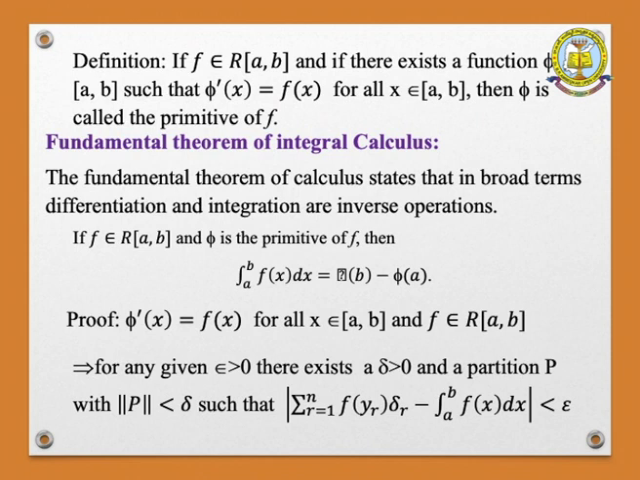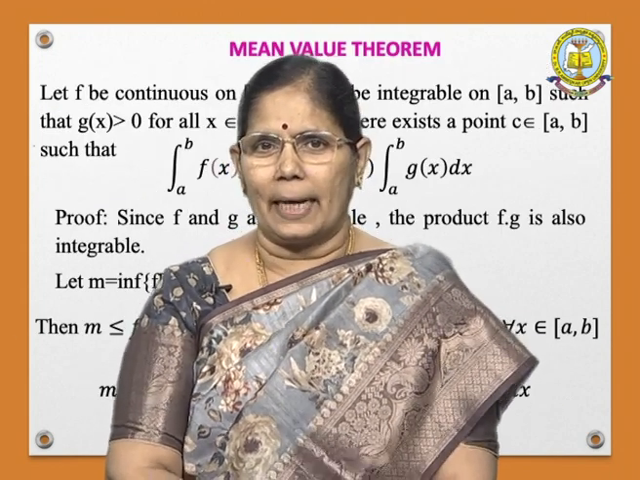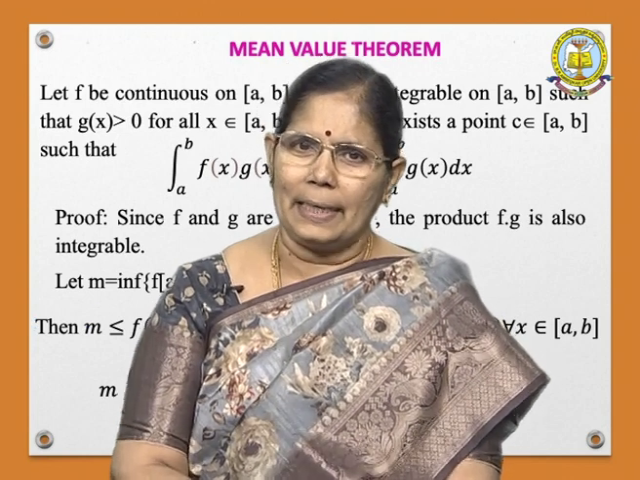That means f is Riemann integrable on [a, b], which implies that for a given epsilon greater than 0 there exists a delta greater than 0 and a partition P of [a, b] with norm P less than delta, such that the sum over r = 1 to n of f of xi r delta r minus I is less than epsilon. I told you I is the integral a to b f of x dx. Now, consider each xi r lies between x r minus 1 and x r.